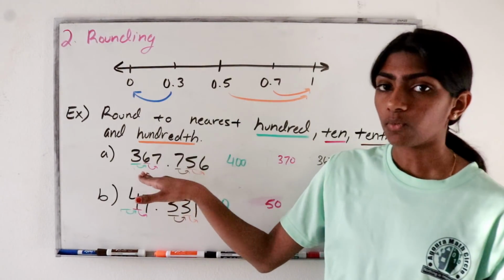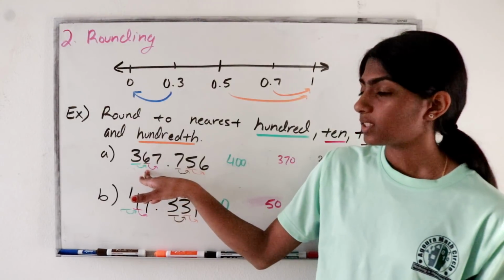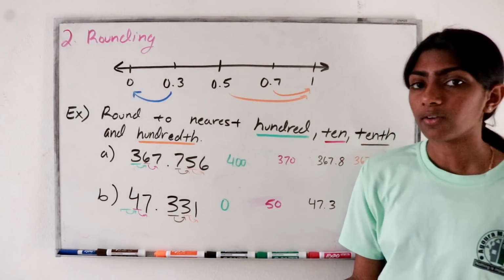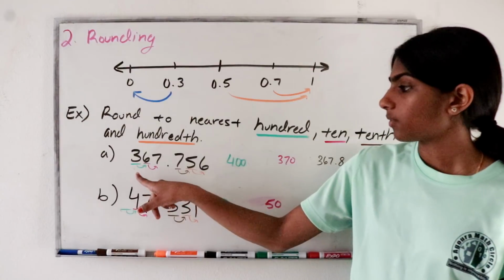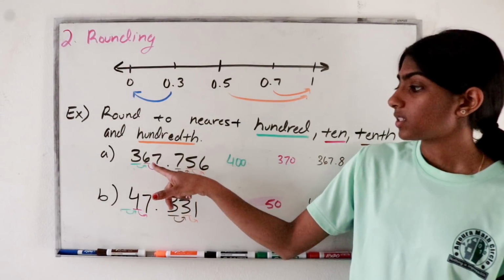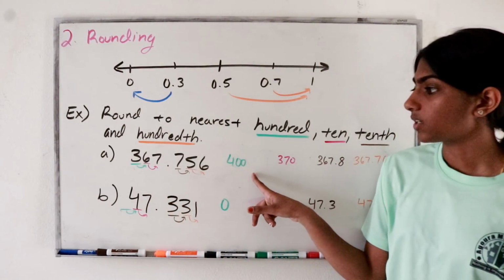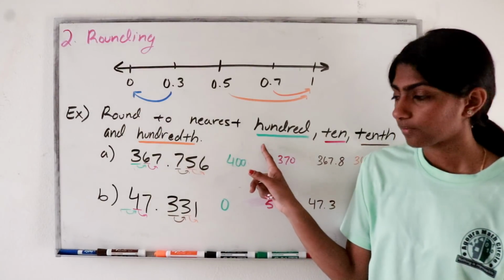First, let's see if it's more than 5 or less than 5. So 6, that means that it's more than 5. That means it's going to round up. So that means that we are going to round 367.756 to 400, because we're going to round to the nearest hundred.